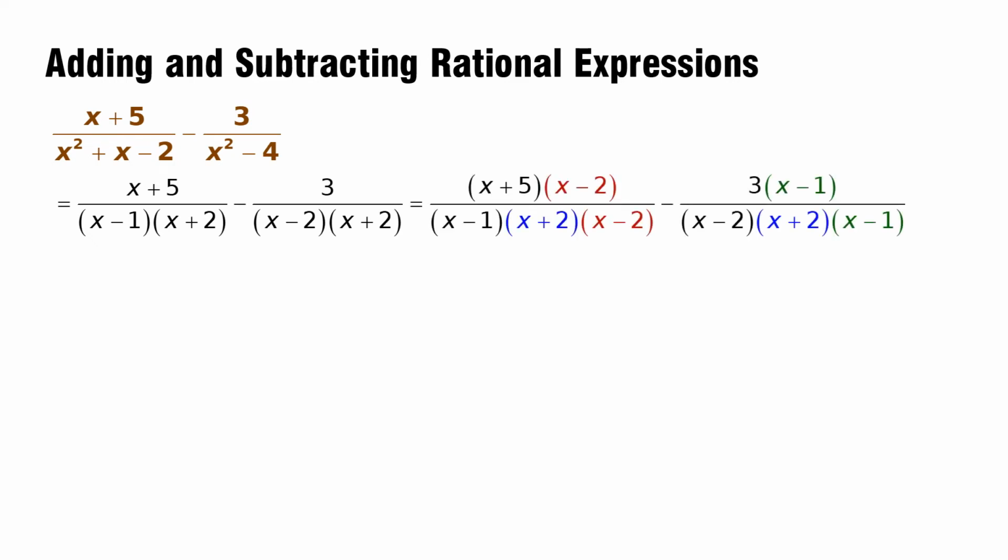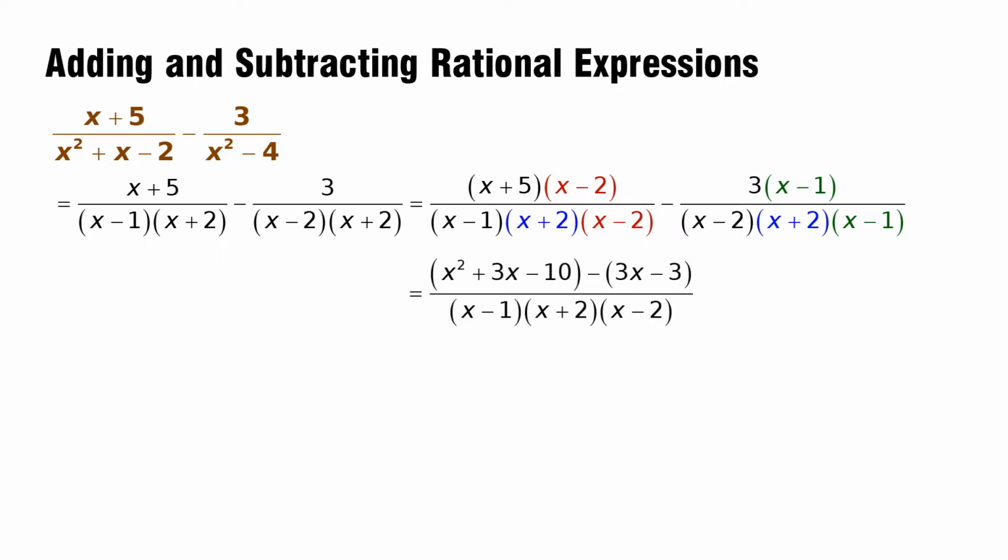Since the second denominator has a quantity of x minus 2, which is not found in the first denominator, we will multiply the first fraction by the expression of x minus 2 all over x minus 2. A similar issue arises as the first denominator has a quantity of x minus 1, but the second denominator does not. So the second fraction will need to be multiplied by x minus 1 all over x minus 1.